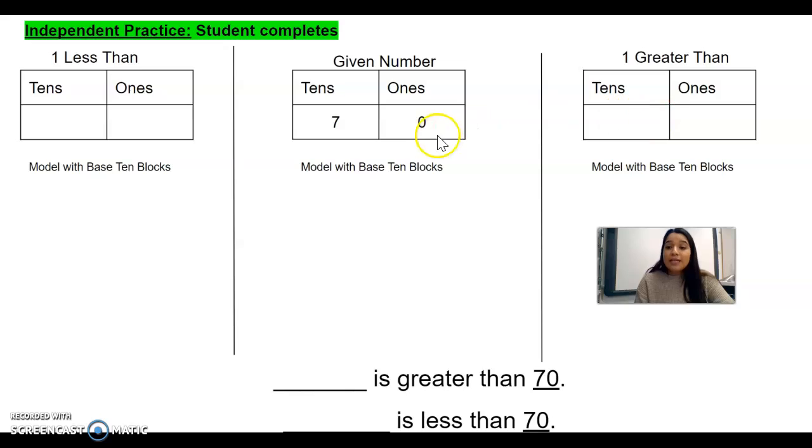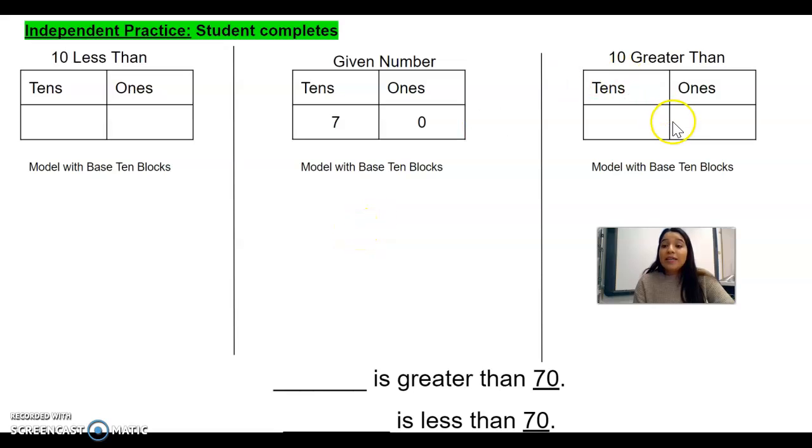You're going to fill out the place value chart and draw your base 10 blocks and answer these two questions at the bottom. What number is greater than 70 and what number is less than 70? What numbers did you come up with?